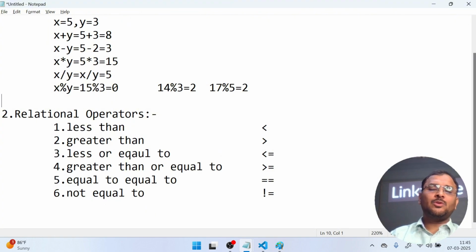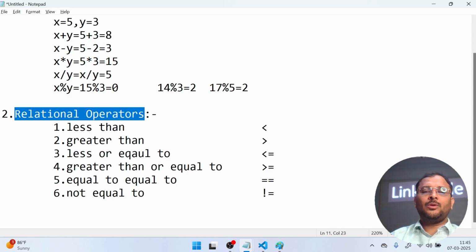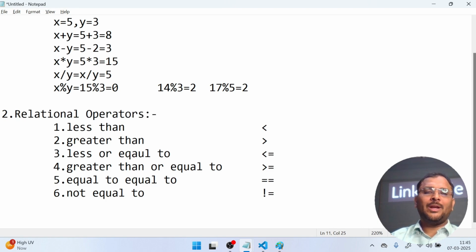Always remember, whenever you learn anything, you should know why. So why do we use this operator? If you want to compare two values, you have to use a relational operator. So this operator is basically used in conditional statements, which are called if else and loops.